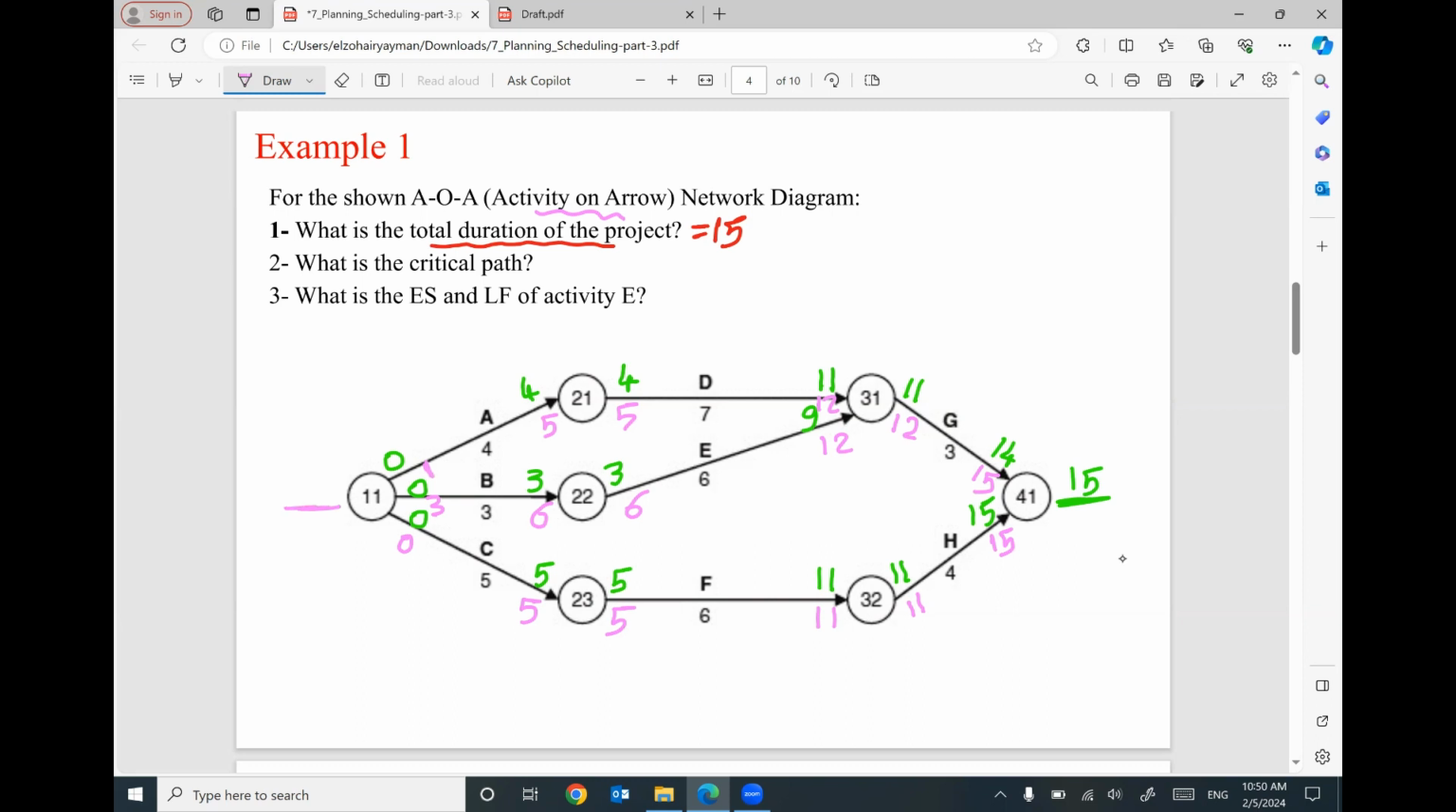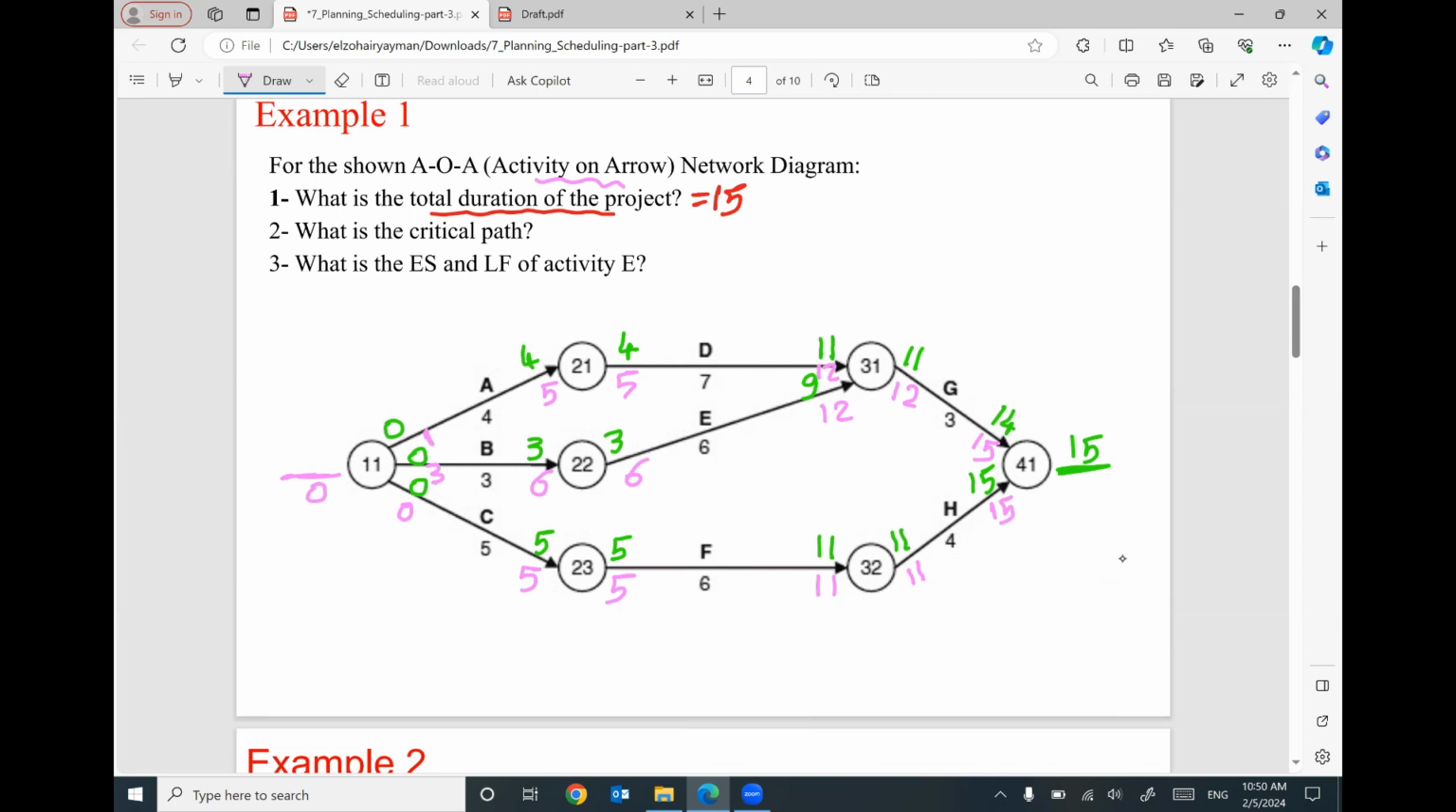So the final value here will be the smallest number. We have 1, 3, 0. So it will be 0. We are good. We have to finish up. If you go backward to the start of the project, it will be 0. Now, I figured out the late start and late finish for each activity.